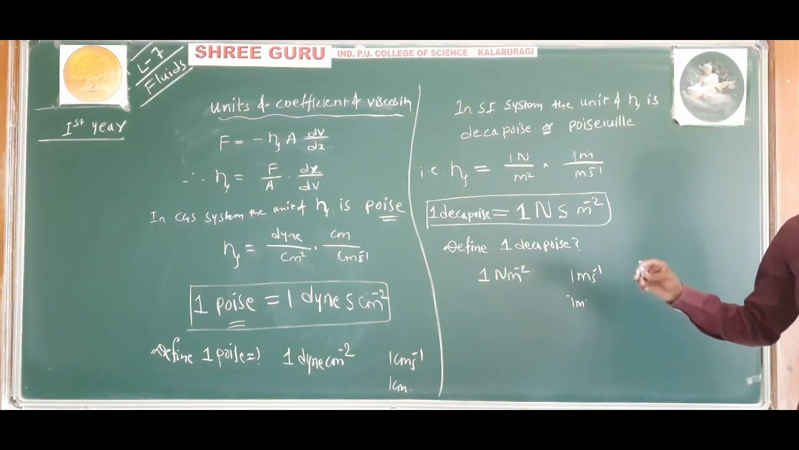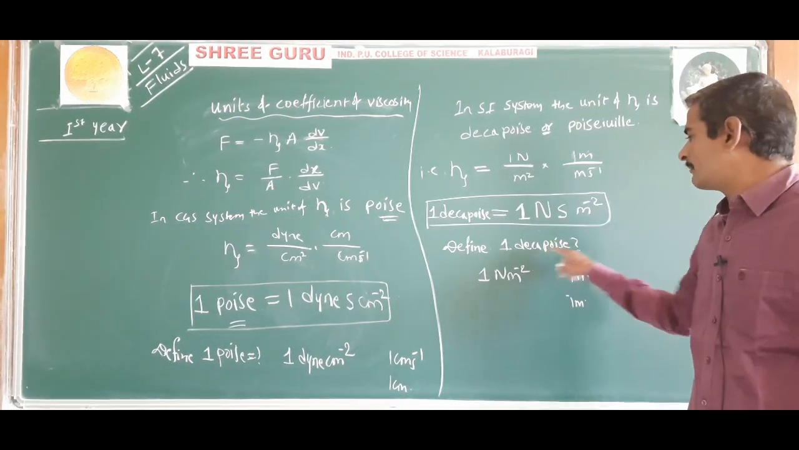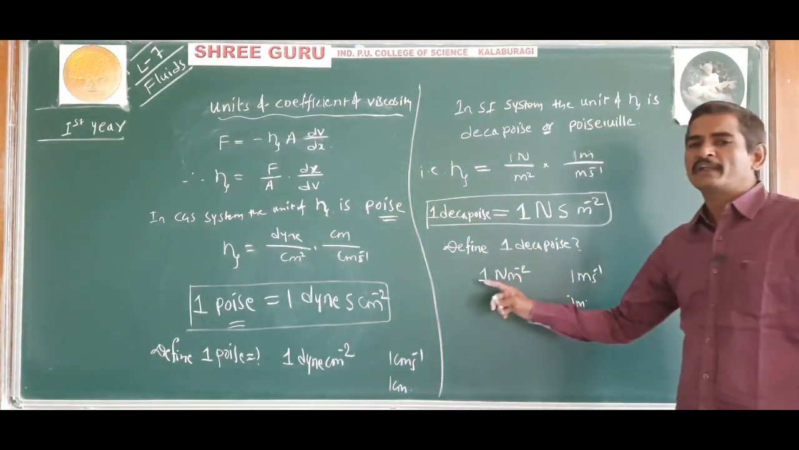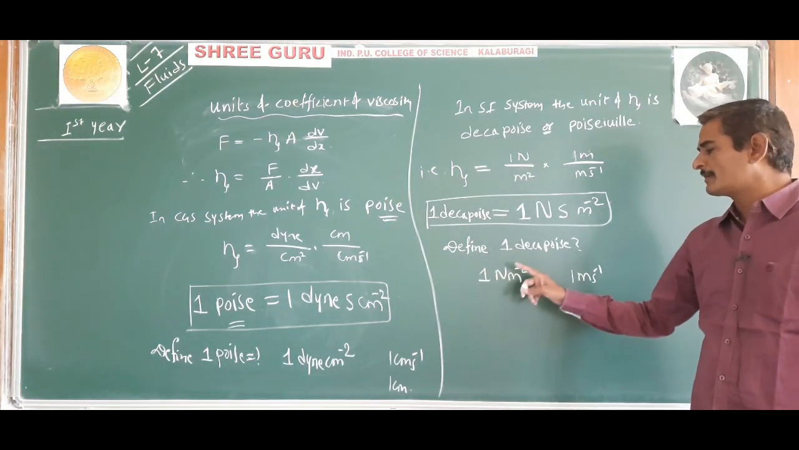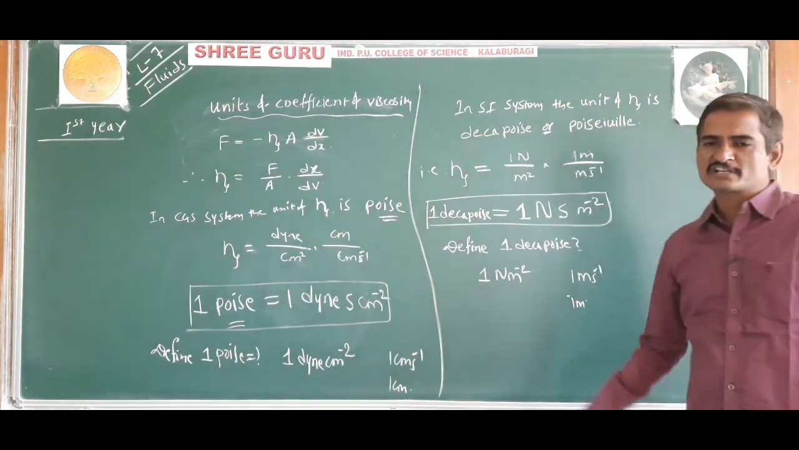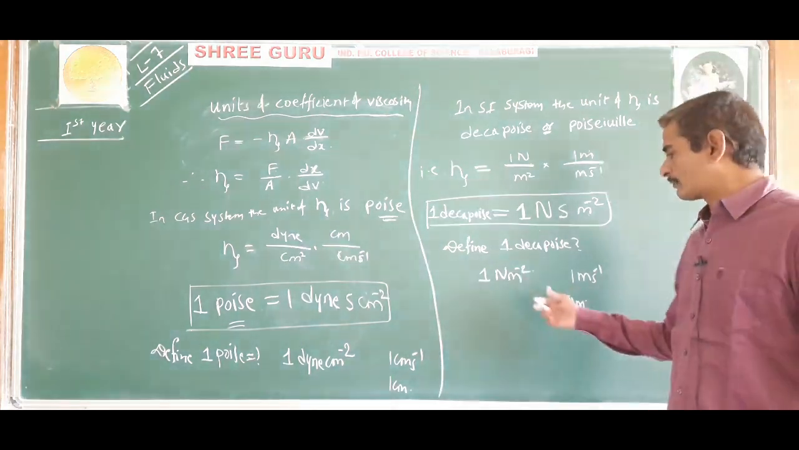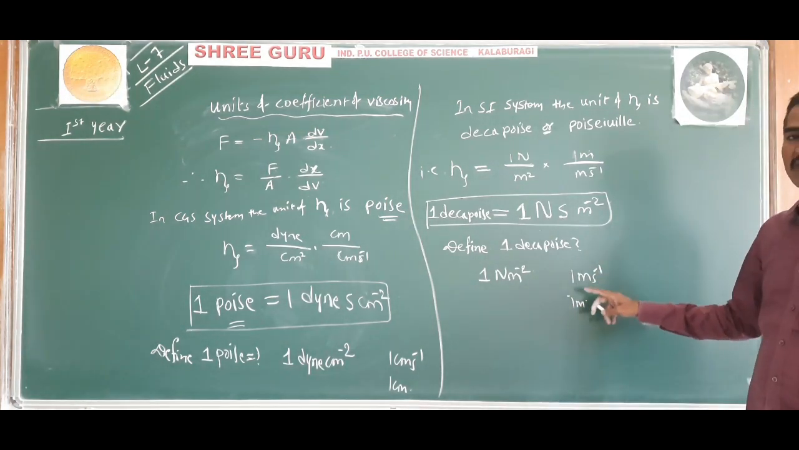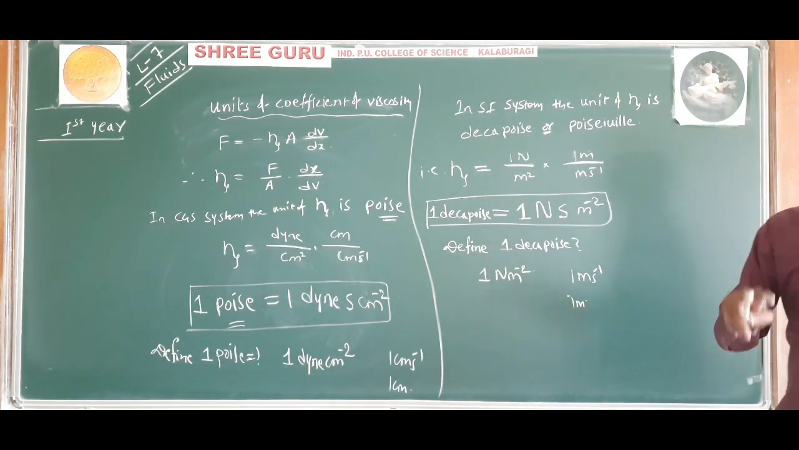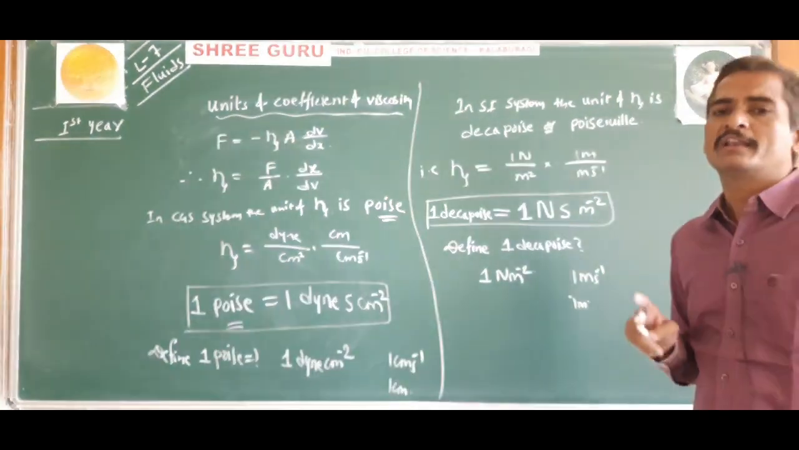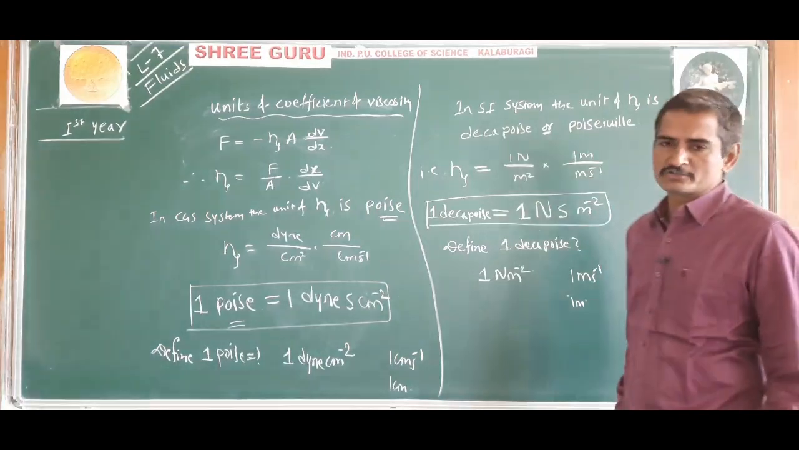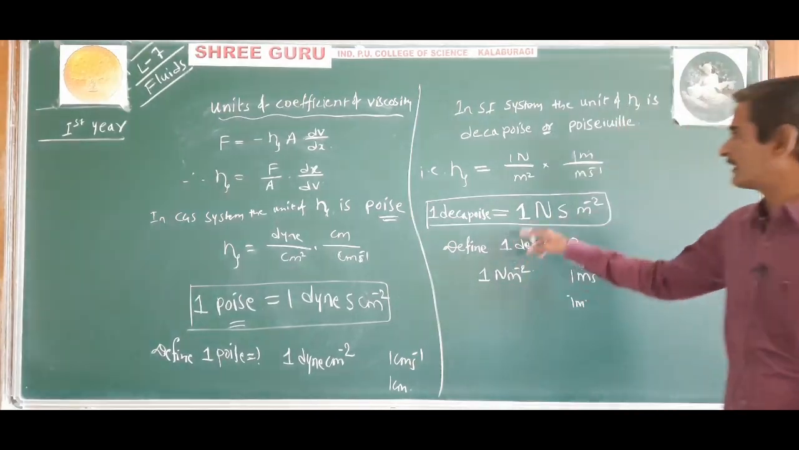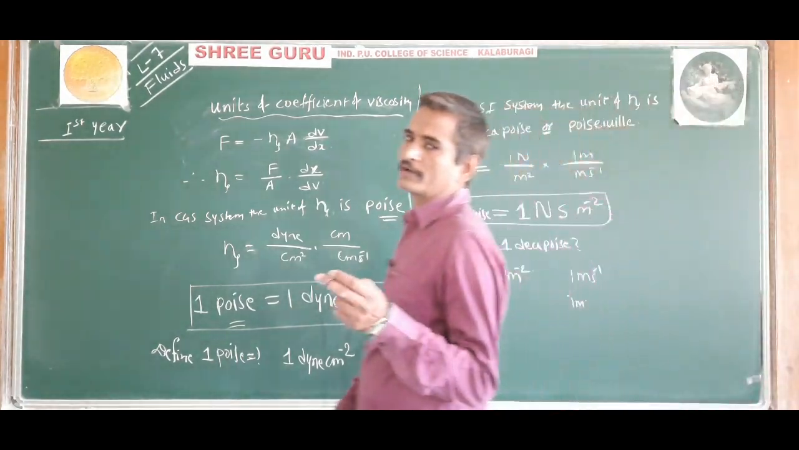The coefficient of viscosity of a liquid is said to be 1 decapoise if a tangential viscous force of 1 Newton per meter square of the surface is required to maintain a relative velocity of 1 meter per second between two parallel liquid layers 1 meter apart. Understood? This is the definition for decapoise, which is also called Poiseuille.